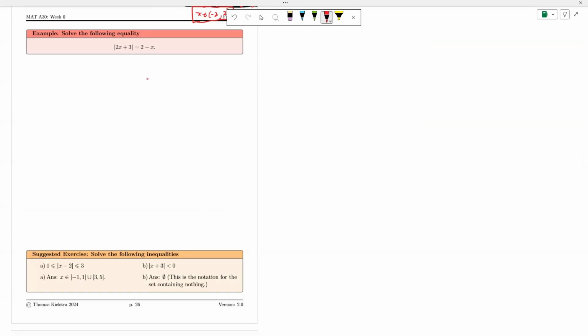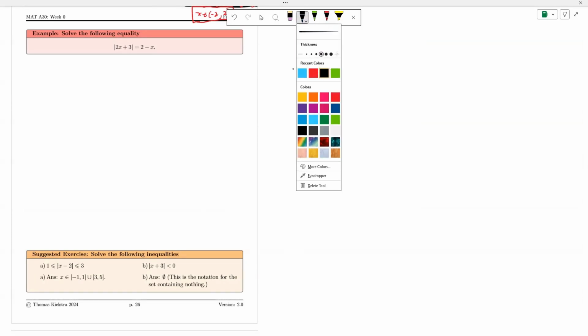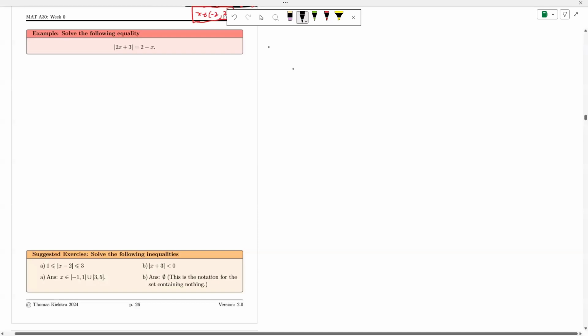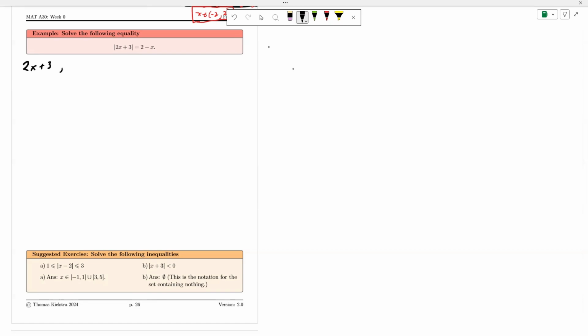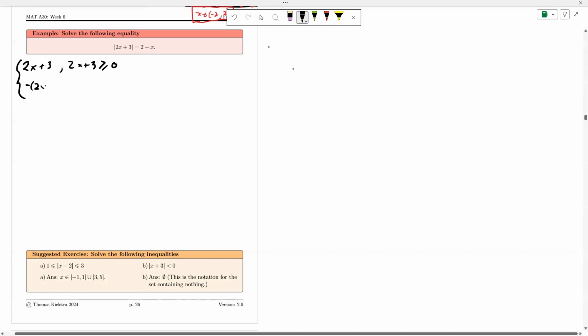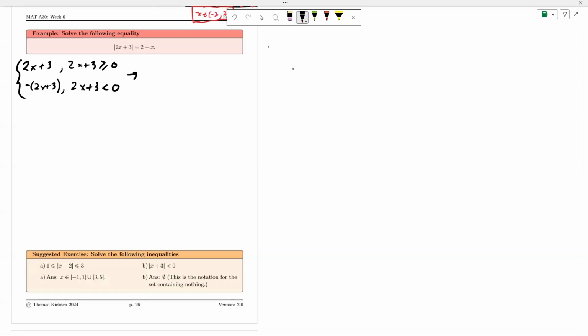Here I'm looking at when this is equal. I've got to break this problem into two problems. So I'm going to start by separating out my piecewise function. So 2x plus 3 when 2x plus 3 is greater than or equal to 0, and minus 2x plus 3 if 2x plus 3 is less than 0. Which implies, well, we're simplifying this.